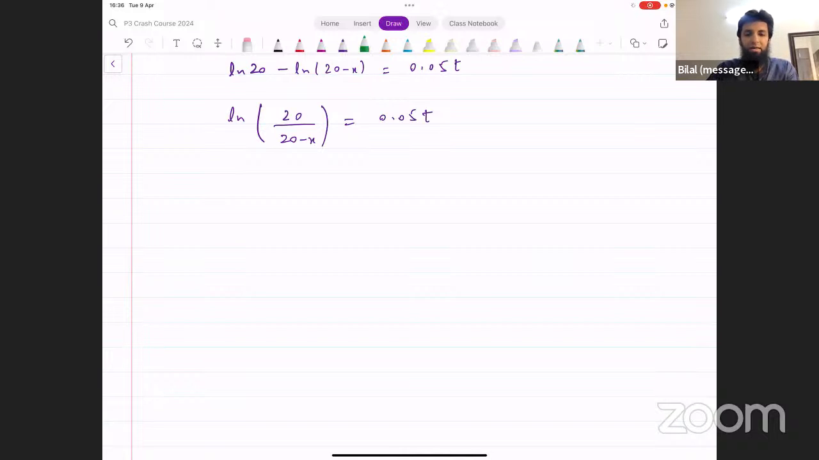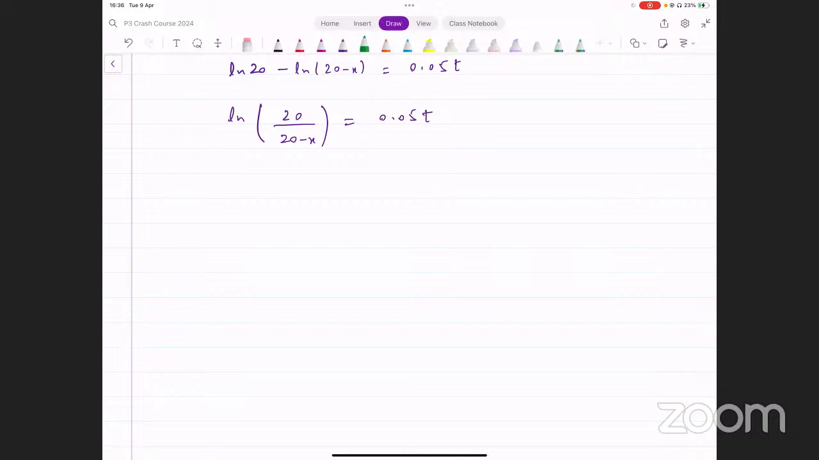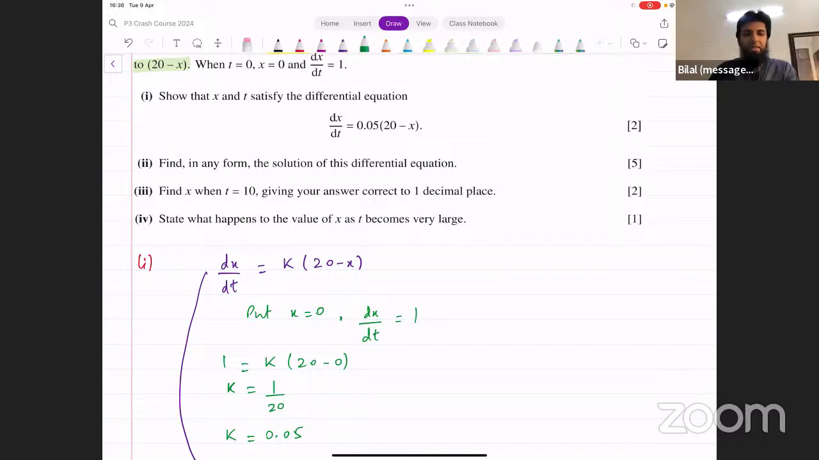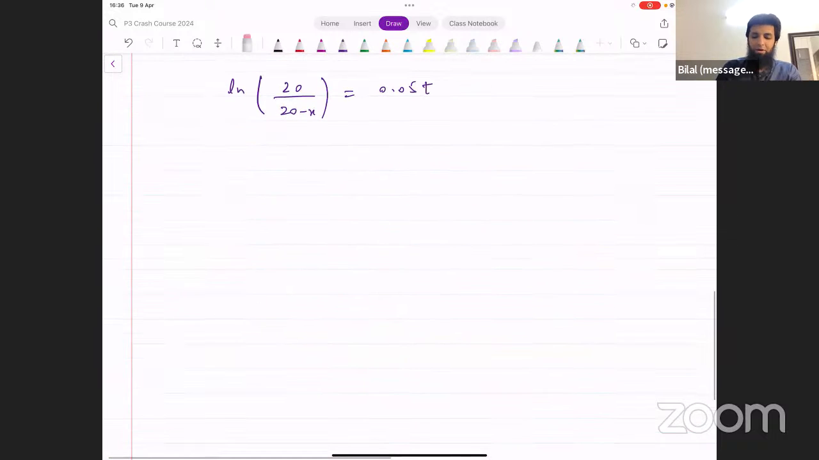Okay, now let's look at the next part. Let's look at the third part of this question. It says, find x when t equals 10, giving your answer correct to one decimal place. So now you need to find the value of x when t equals 10. That's the third part. Now, how do you do that? You can just input that value of t here.